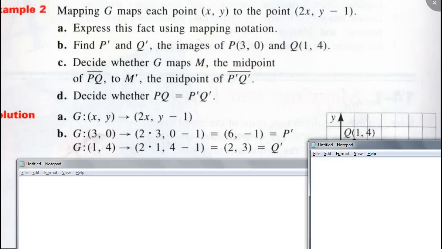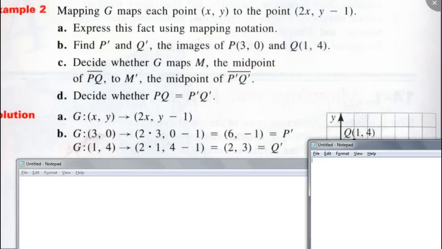So we got P prime and Q prime. These are your images of P and Q. Now look at part C. It says decide whether G maps M, the midpoint of PQ, to M prime, the midpoint of P prime Q prime. What does that mean? Find the midpoint. Okay, so find the midpoint of what first? PQ. Do we know how to find the midpoint of PQ? Yeah. What do we use?